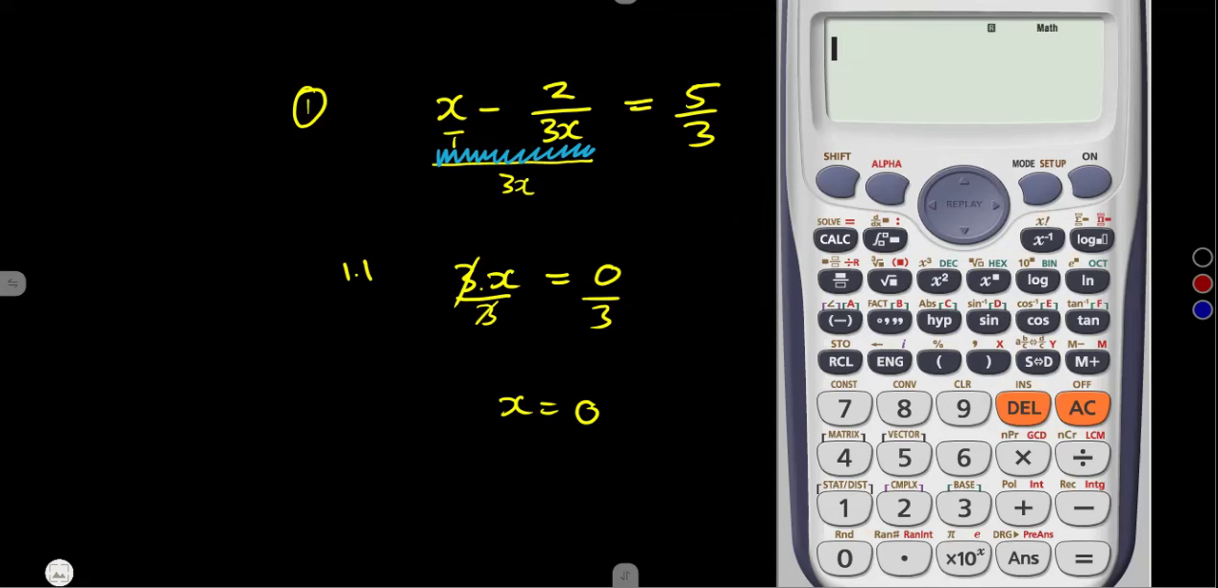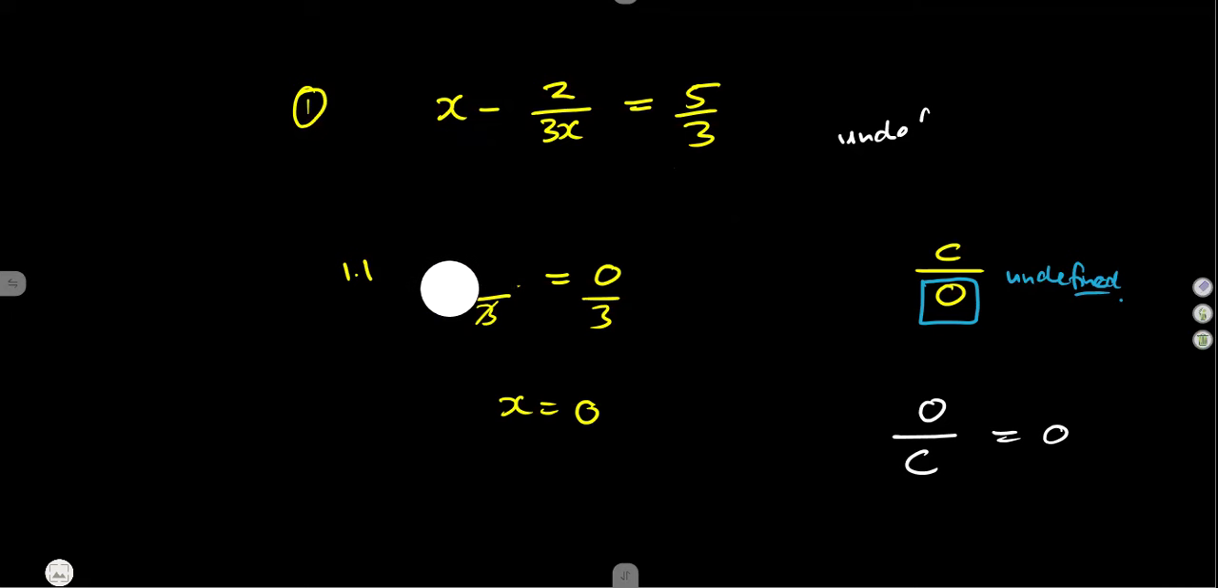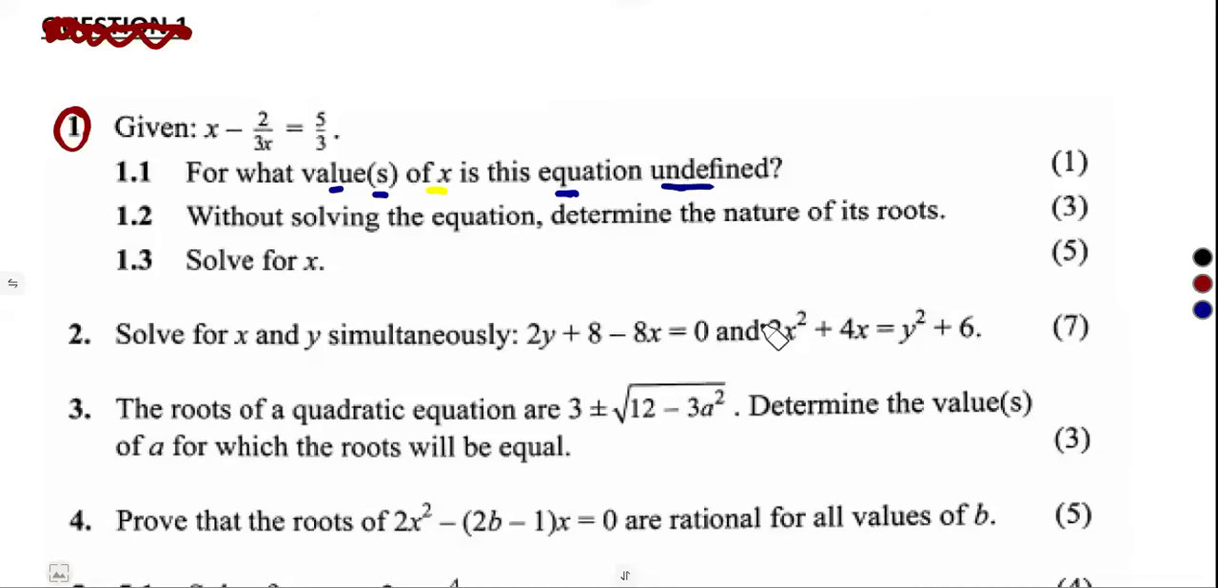Anyways, let us consider another part of our question. All right, let us go back to our question, guys. If you consider the other part of our question, we are given 1.2, where they are saying, without solving the equation, determine the nature of its roots.